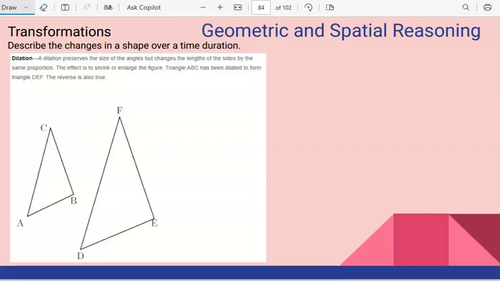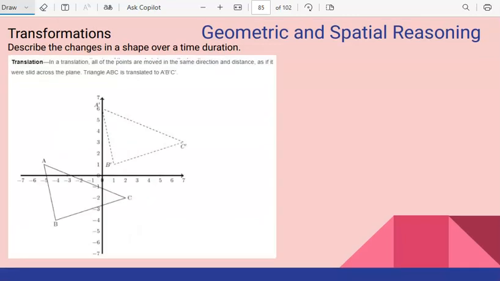Dilation. A dilation preserves the size of the angles but changes the length of sides by the same proportion. The effect is to shrink or enlarge the figure. Triangle ABC has been dilated to form triangle DEF. The reverse is also true. Translation. In a translation, all of the points are moved in the same direction and distance, as if it were slid across the plane. Triangle ABC is translated to triangle A', B', C'.